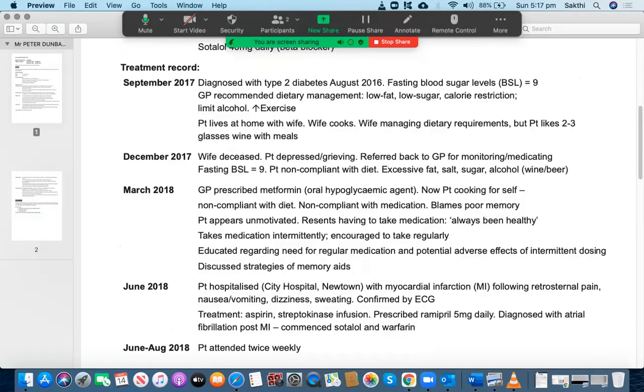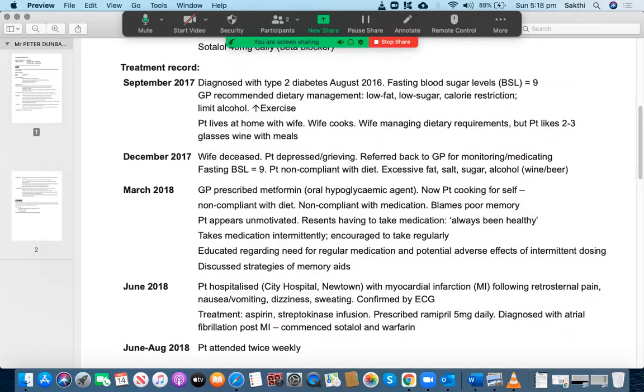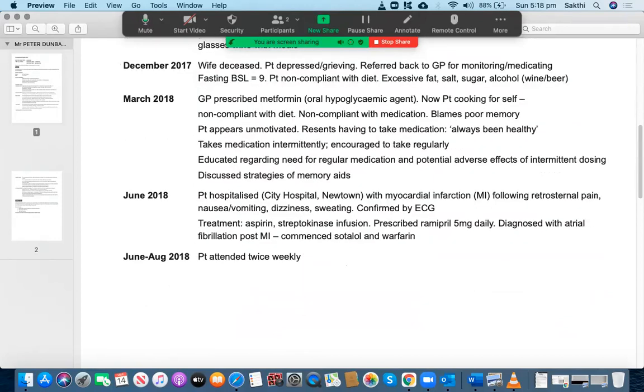Okay, wife deceased, patient depressed, grieving. Referred back to GP for monitoring, medicating. Fasting BSL is equal to 9. Patient non-compliant with diet: excessive fat, salt, sugar, alcohol, wine, beer. And then March 2018, GP prescribed oral metformin.